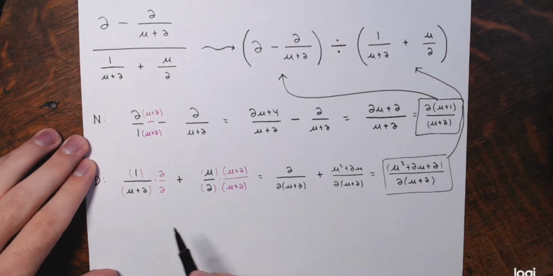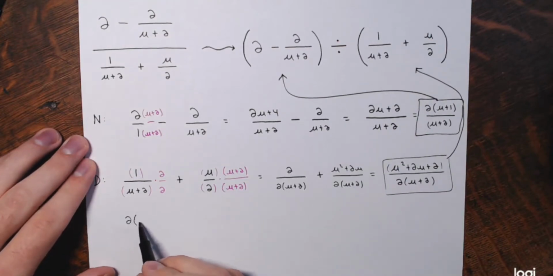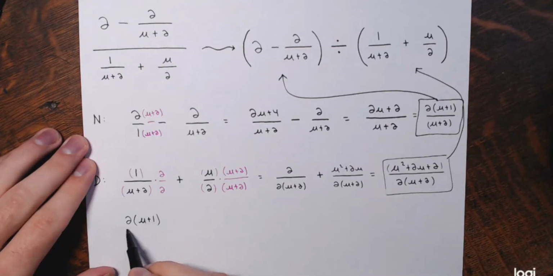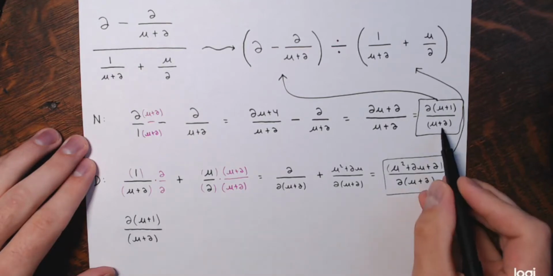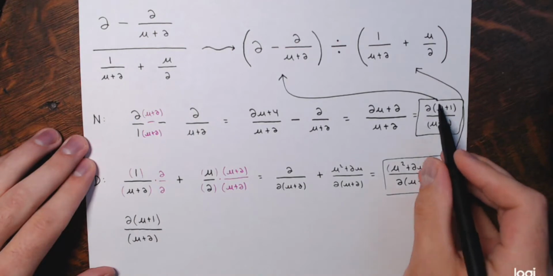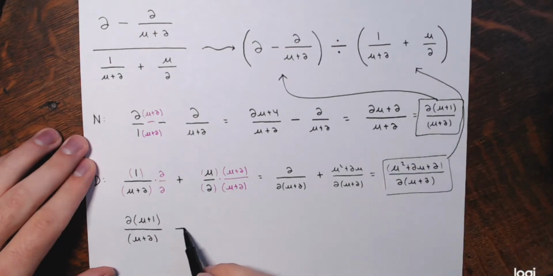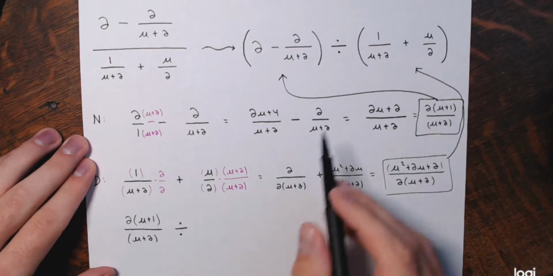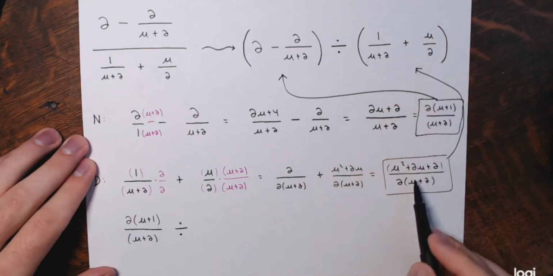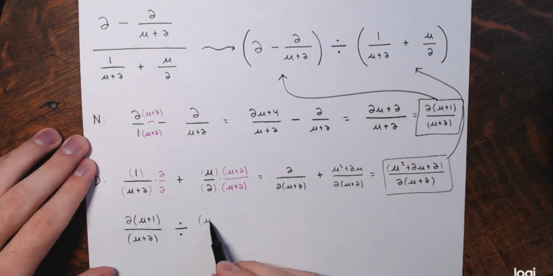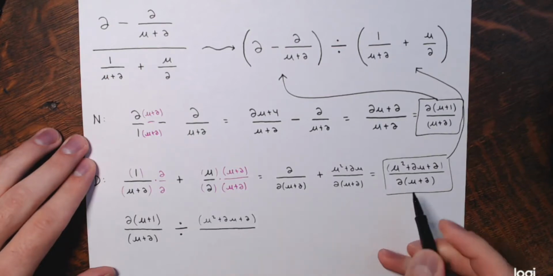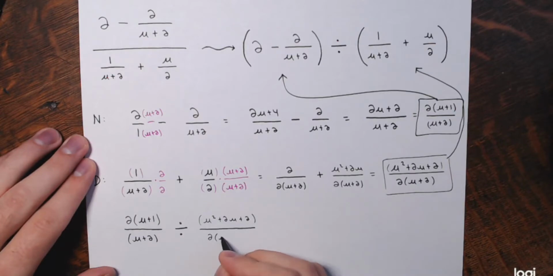So now I have the following. We have 2 times u plus 1 divided by u plus 2, the numerator, divided by, and then this expression after the division symbol became this: u squared plus 2u plus 2 over 2 times u plus 2.